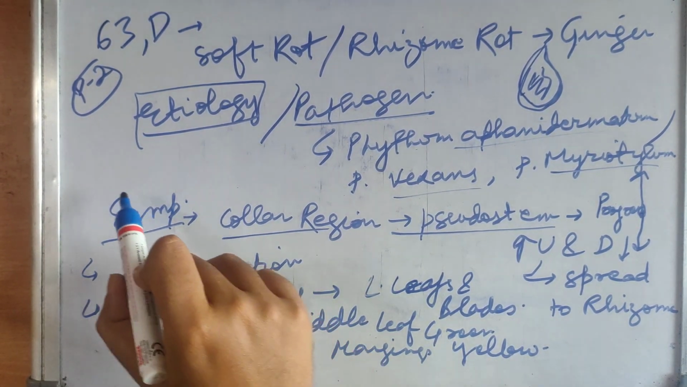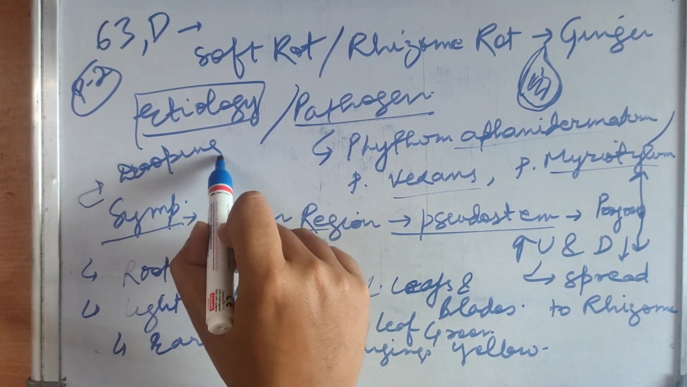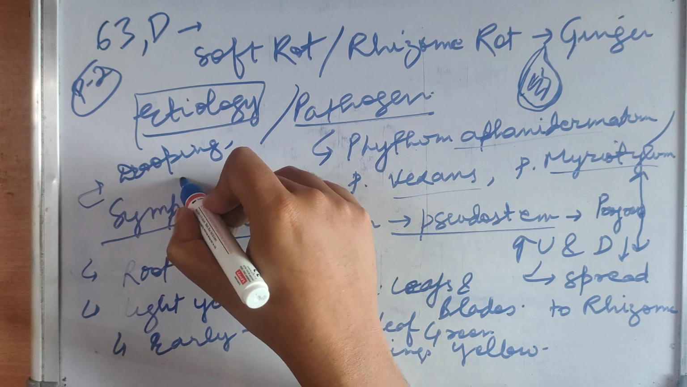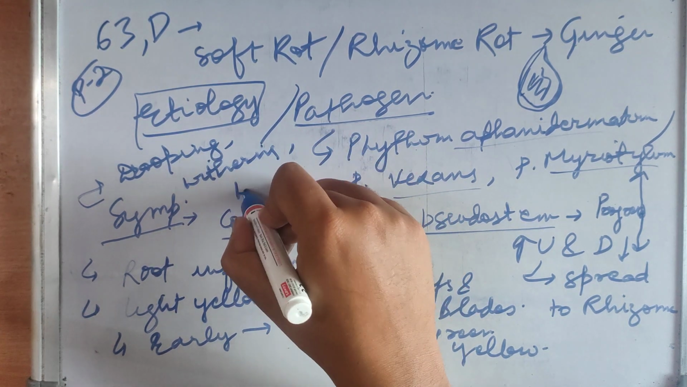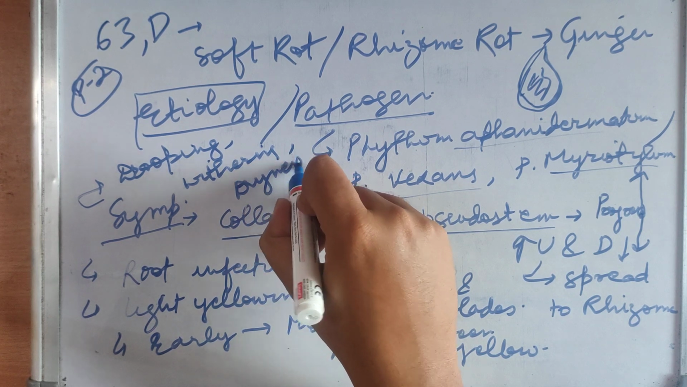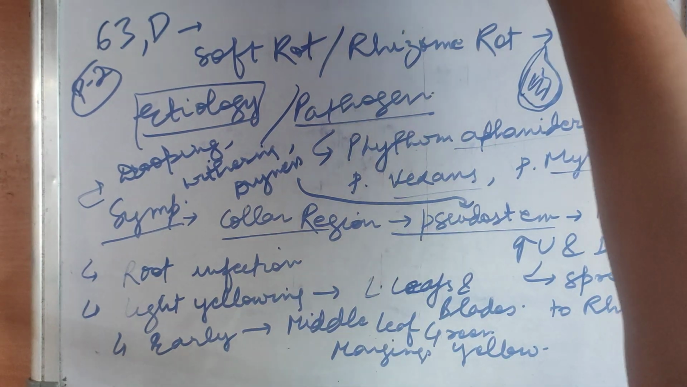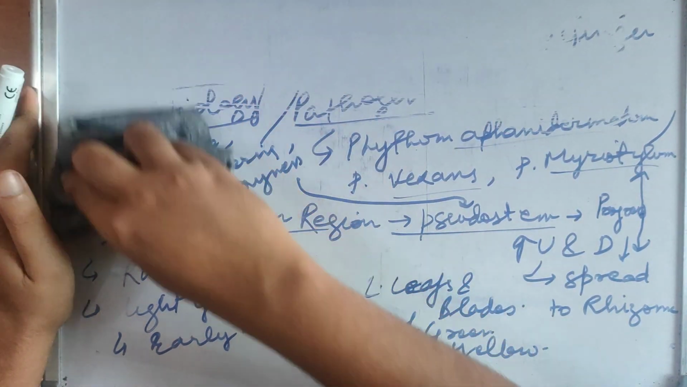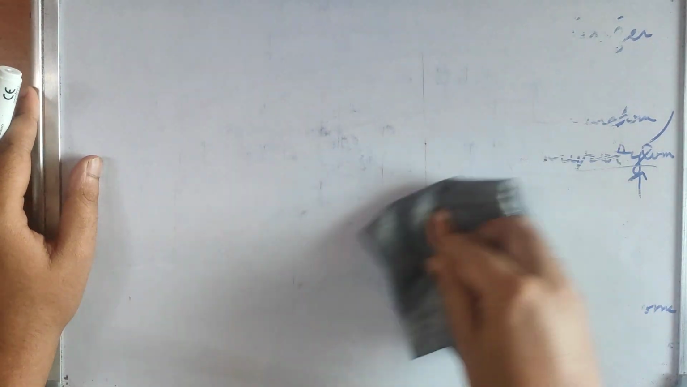Dropping, withering and dryness of pseudostem. You will also see, let me write it here, dropping, withering and dryness of pseudostem. So these were the symptoms. Now how will you manage it? Management of rhizome rot of ginger or soft rot of ginger.